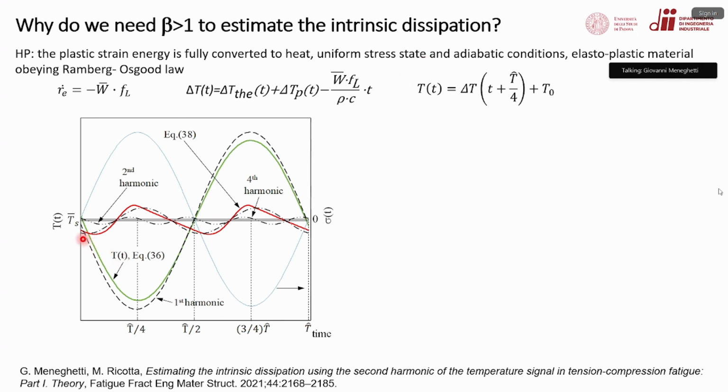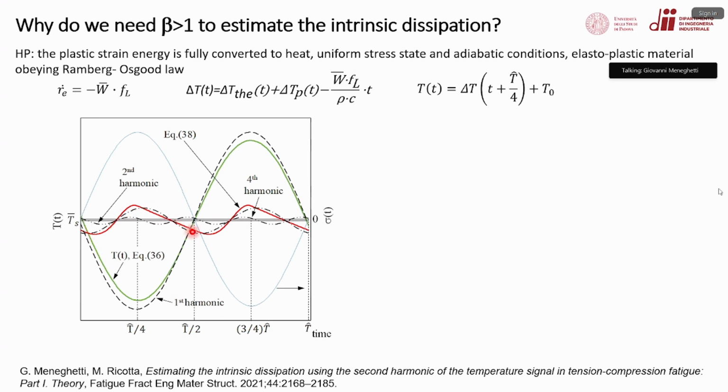Now, if you look at the harmonics of the temperature signal, you can recognize the first harmonic, which is linked to the thermoelastic phenomenon. And then if you look at the second, fourth, and so on harmonics, you can see that the heat generation due to the plastic strains is distributed in several harmonics, not only the second one.